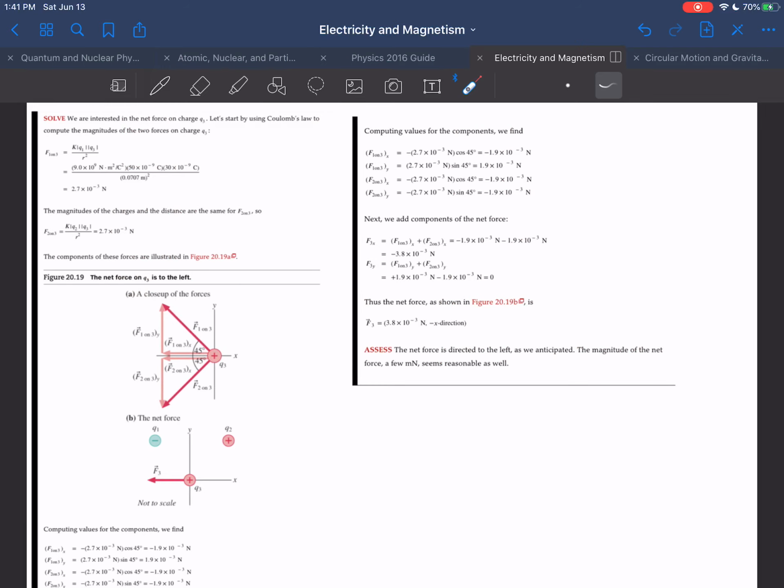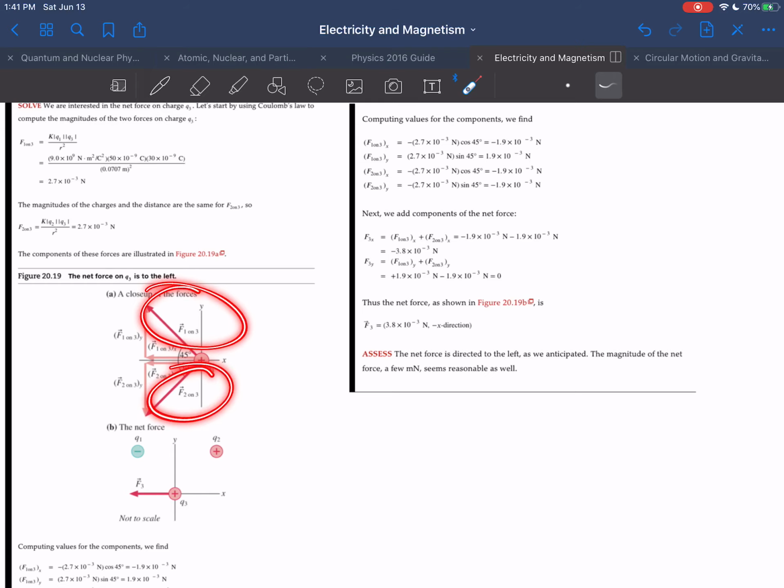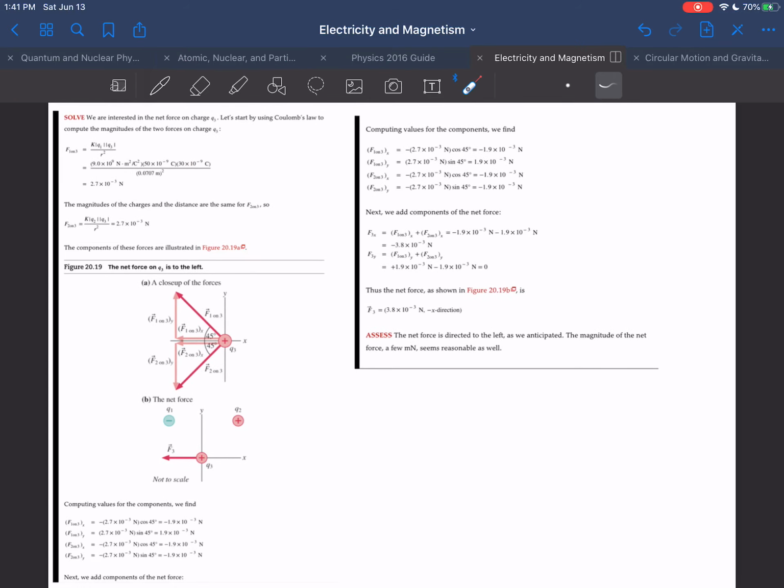Now, we want to break down the problem. Let us first consider how long these two arrows are. And to figure out those two arrows separately, we're going to use Coulomb's law. So Coulomb's law is F by 1 on 3 is equal to k Q1 Q3 divided by r squared. We plug in our k's and our Q's and our r. We attend to units, so nanocoulombs in this case and centimeters. And we plug in to get a value of 2.7 times 10 to the negative 3 newtons. That is the length of F by 1 on 3. That is this arrow right here.